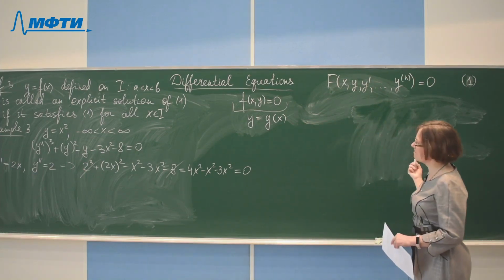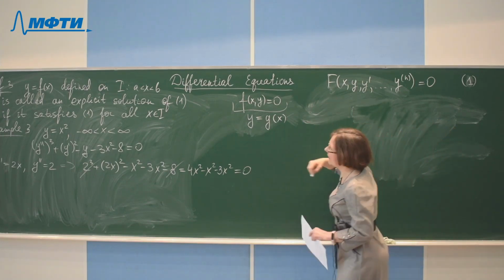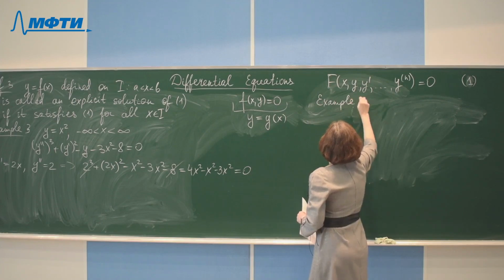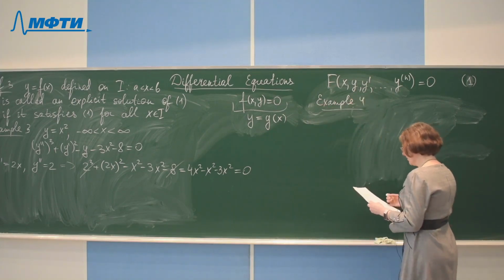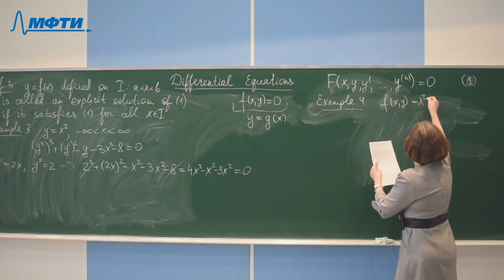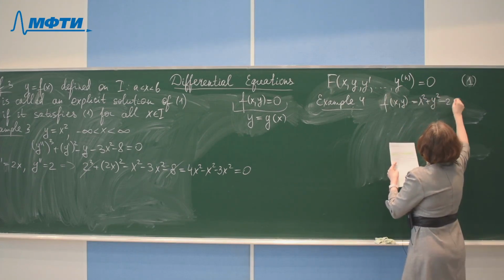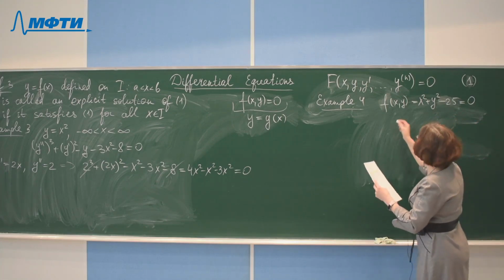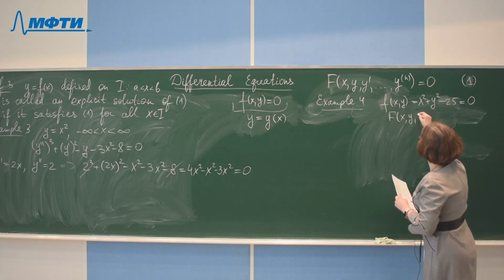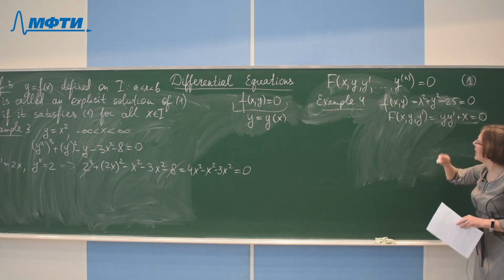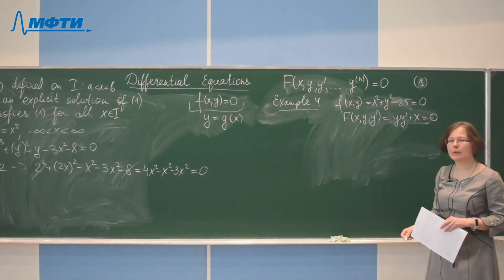But let's consider an example, and then I will give some comments concerned with this problem. So example number 4. If we want to check whether the implicit function F of x, y equals x squared plus y squared minus 25 equals 0 is an implicit solution of the differential equation y prime plus x equals 0. Let's check whether this function is an implicit solution of this equation.